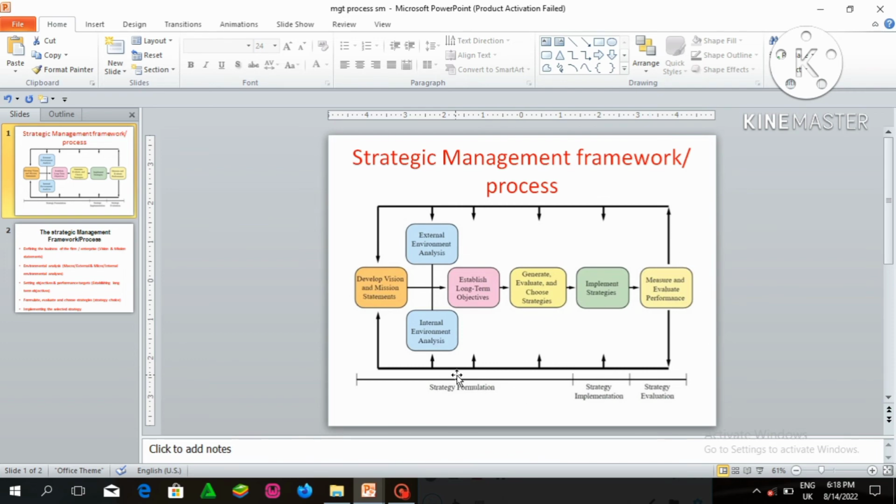So basically, they are divided into 3 segments. We have strategy formulation. That is the whole part that involves coming up with a vision and mission, environmental analysis, and establishing the long-term objectives. That is strategy formulation. Then we have strategy choice, and strategy choice falls under strategy formulation because you're still formulating. And then we have strategy implementation. You implement the chosen strategy. Then strategy evaluation is the last step. So that is basically the strategic management framework.